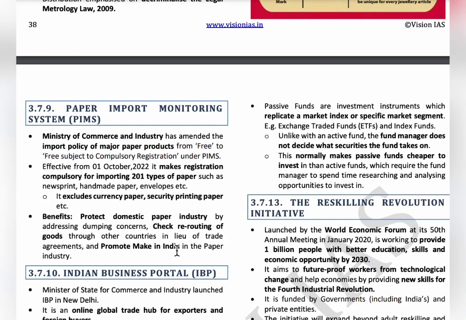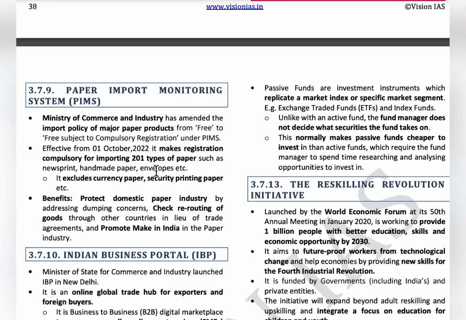The next topic is paper import monitoring system. So for the 201 types of paper imports, registration has been made compulsory to protect the domestic paper industry. So paper imports is monitored under Ministry of Commerce and Industry.